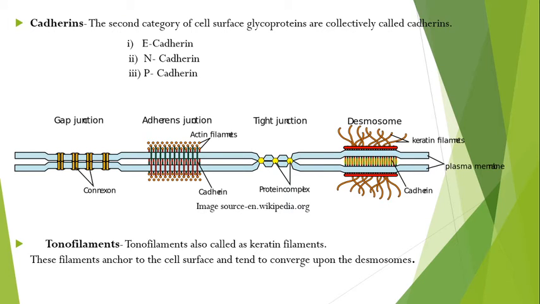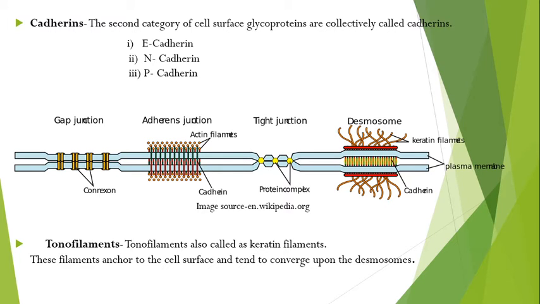There are three different types of cadherins: E-cadherin, N-cadherin, and P-cadherin. E-cadherin is the epithelial cell cadherin. N-cadherin is the neural cell cadherin. P-cadherin is the placenta and epidermis cadherin.